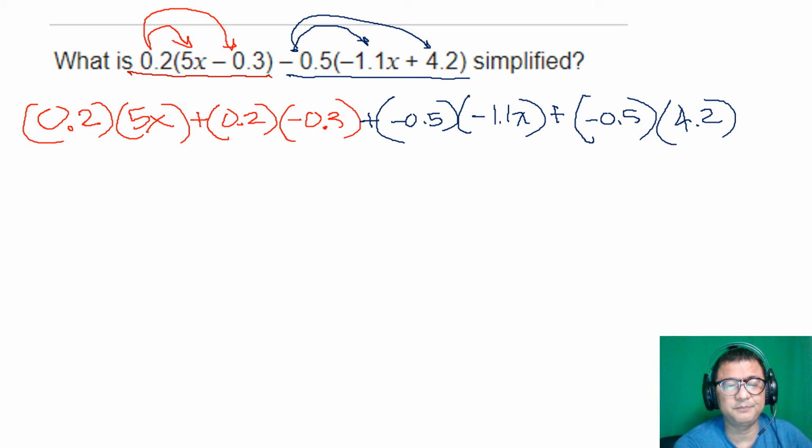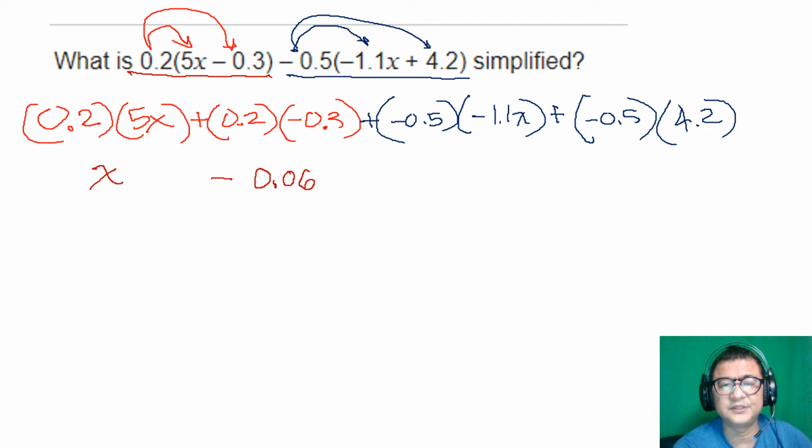Let's now multiply the first part. 5 times 0.2 is 1 whole, or simply x. Okay, next. Plus 2 times 3 is a negative. So you're not a plus anymore. So you're a negative 0.06. Okay. Let's erase that. Let's erase this so it's cleaner.